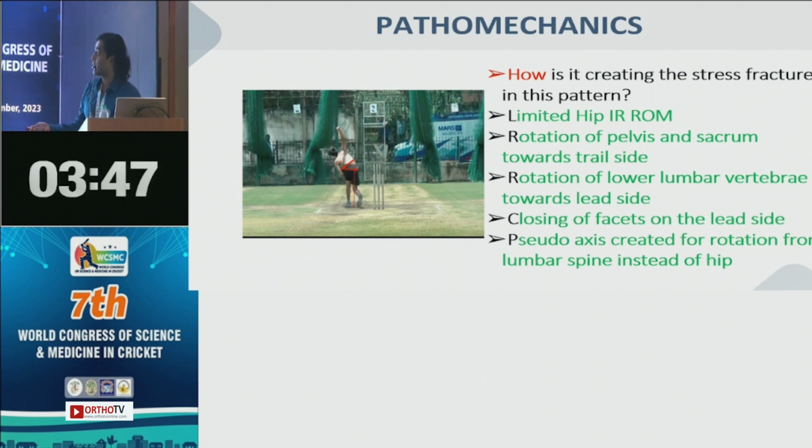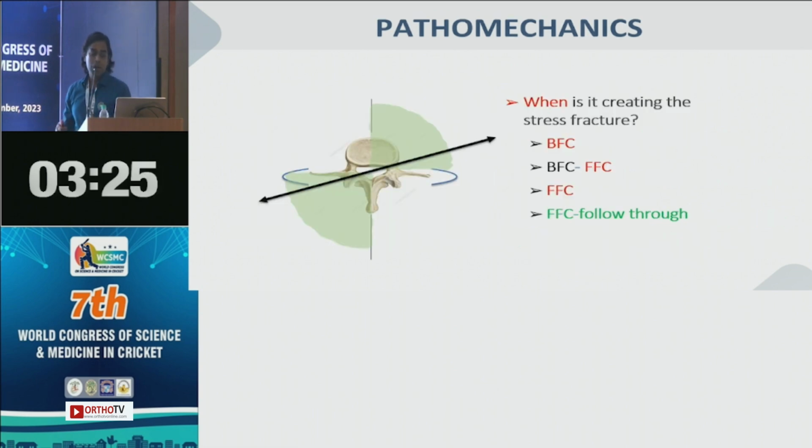This is where it is rotating. The rotation of the lumbar starts to happen towards the lead side, and there's closing of the facet around this region on the lead side, and a pseudo-axis gets created. The moment that pseudo-axis is created, it means indirectly that kinetic energy is not being able to get dissipated, and more and more approximation starts to create a repetitive stress area. And when does it get created? According to us, based upon that theory, it is purely from front foot contact till the follow-through area.